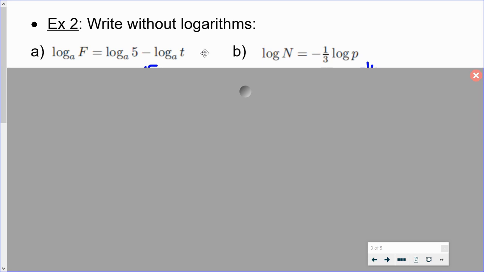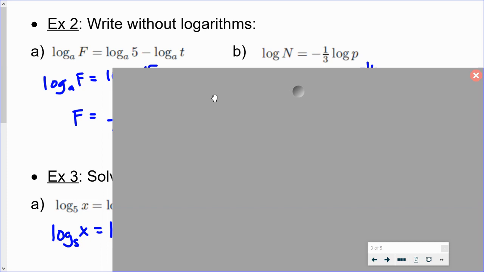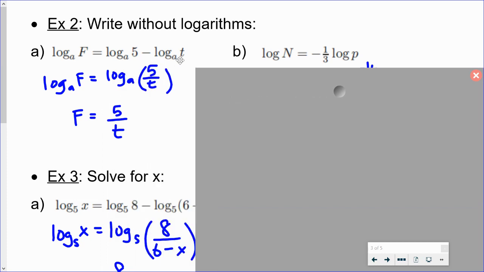We can also use that principle to write an expression with lots of logarithms without logarithms. So for example, here I've got logs all over my equation, but noticing that they have the same base, I can start by combining these two together. I can keep log base a and do 5 divided by t. And then when I have a single logarithm equal to a single logarithm, I can say that this log base a part can be eliminated, and I can just say that the value here must be equal to the value here, so f must be equal to 5 over t. So combining logs into a single logarithm might be useful to help us solve an equation or rewrite it.